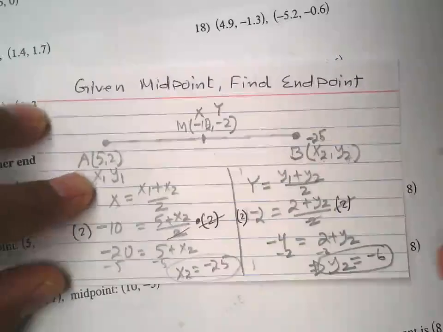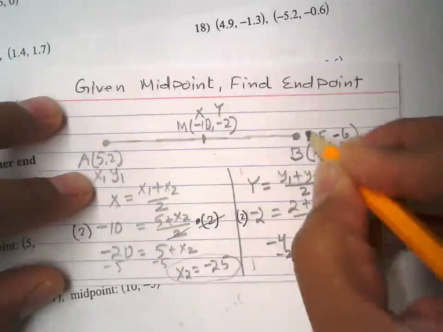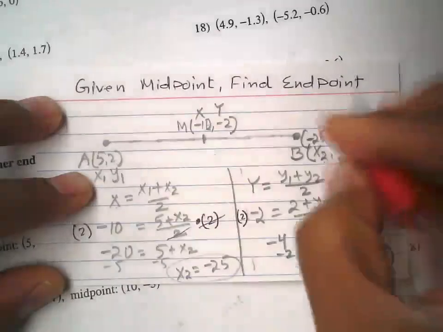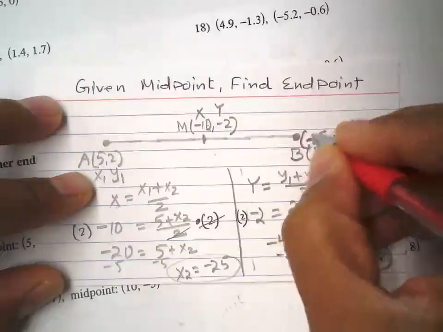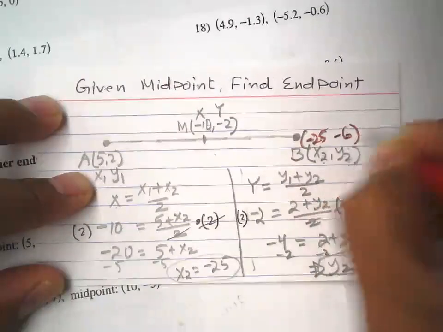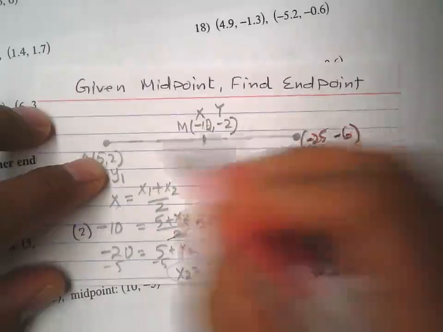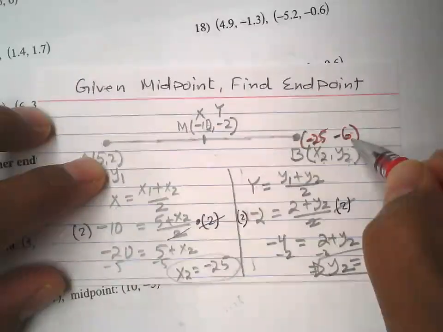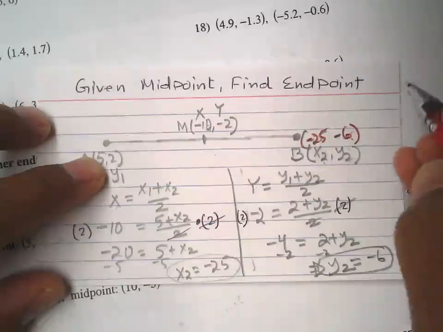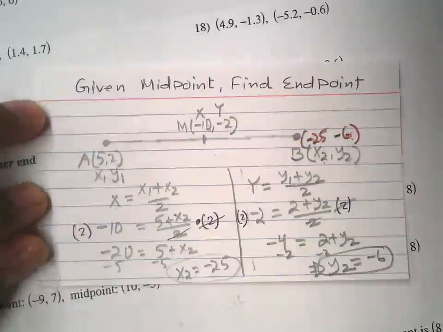Right? Let's see if it makes sense or not. If y2 is -6, then the other endpoint is (-25, -6). Let's check: 2 plus -6 is -4, divided by 2 is -2. That makes sense, right?